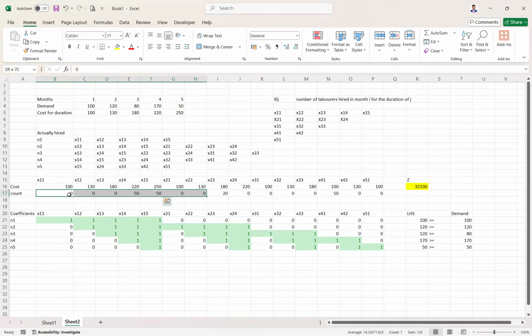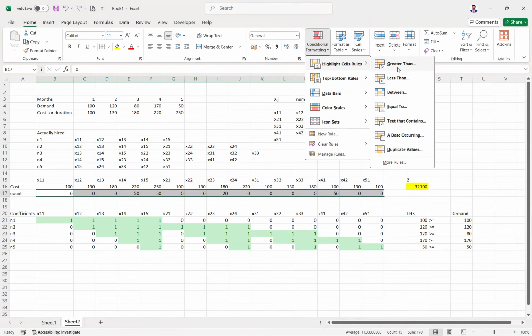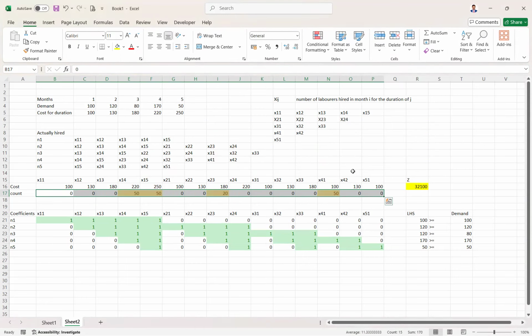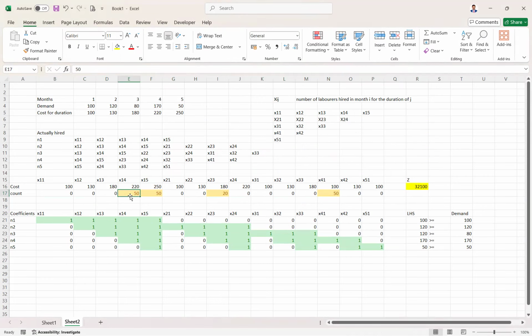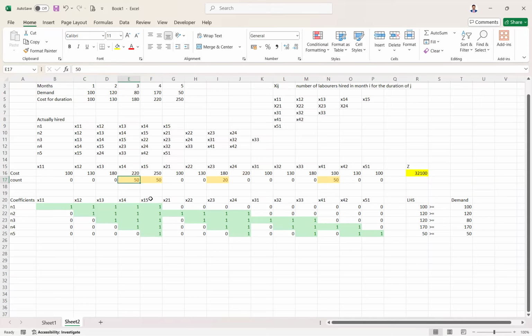And let me also conditionally format this. Highlight the cells greater than 0, put them yellow. So now, if you are unable to understand until now, you will understand it once again. If you select manually, they are saying hire 50 laborers at month 1 for a duration of 4 months and hire 50 laborers from month 1 for a duration of 5 months. Then hire 20 laborers in month 2 for a duration of 3 months. Then hire 50 laborers in month 4 for a duration of 1 month.